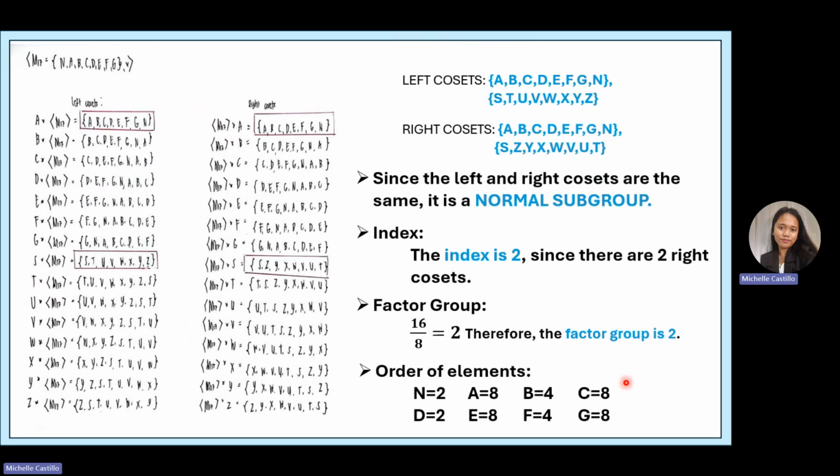Then the order of the elements N and D is equal to 2 since N star N is equal to N, then D star D is equal to N. While A, E, C, and G, their order is equal to 8 since these elements need to be operated with themselves 8 times in order to get the identity element N. Then B and F, their order is equal to 4 since these elements need to be operated with themselves 4 times in order to get the identity element N.